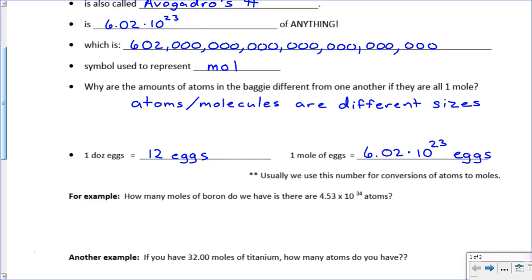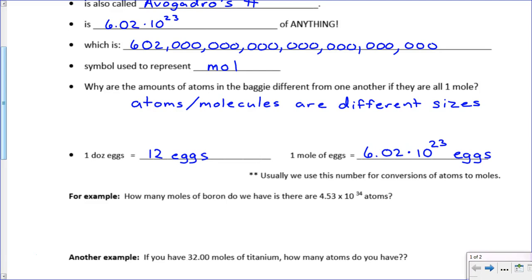6.02 times 10 to the 23rd is a really big number. You can see I have it written out here in its long form. It's almost inconceivably large. The symbol that we use to represent the mole is just MOL without the E. I kind of laugh at this because, in terms of chemistry abbreviations, this is hardly an abbreviation at all. MOLE versus MOL, but it is a little bit shorter, so we use the symbol MOL to represent moles in chemistry.